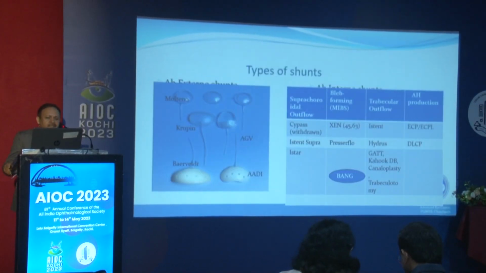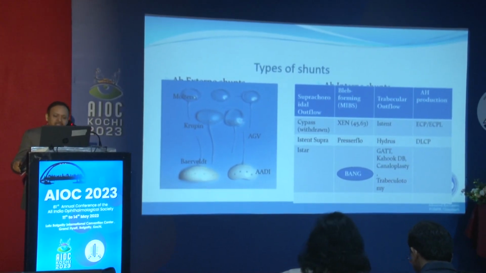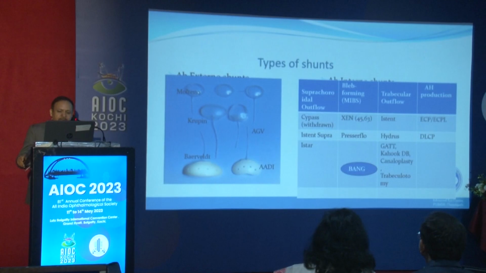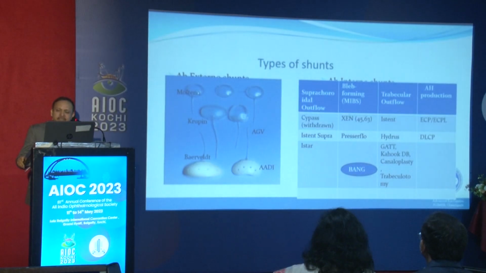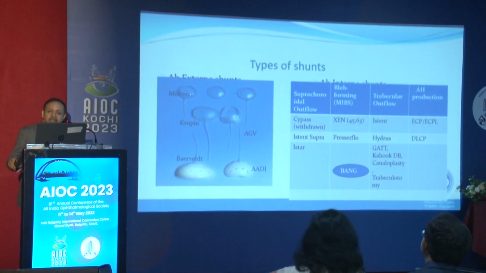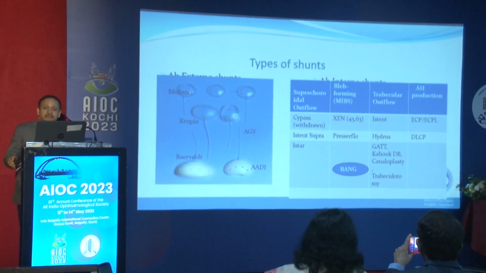So these are some of the stents used. Molteno, Krupin, Baerveldt, AGV, ADI, these are the external stents. And for internal stents, there are different mechanisms: suprachoroidal drainage outflow, like Cypass, iStent Supra, and iStar. Then subconjunctival bleb forming, like Xen and PreserFlo. Then trabecular outflow increasing, like iStent, Hydrus, GATT, KDB or canaloplasty, and some of the end stage procedures like DLCP or ECP.